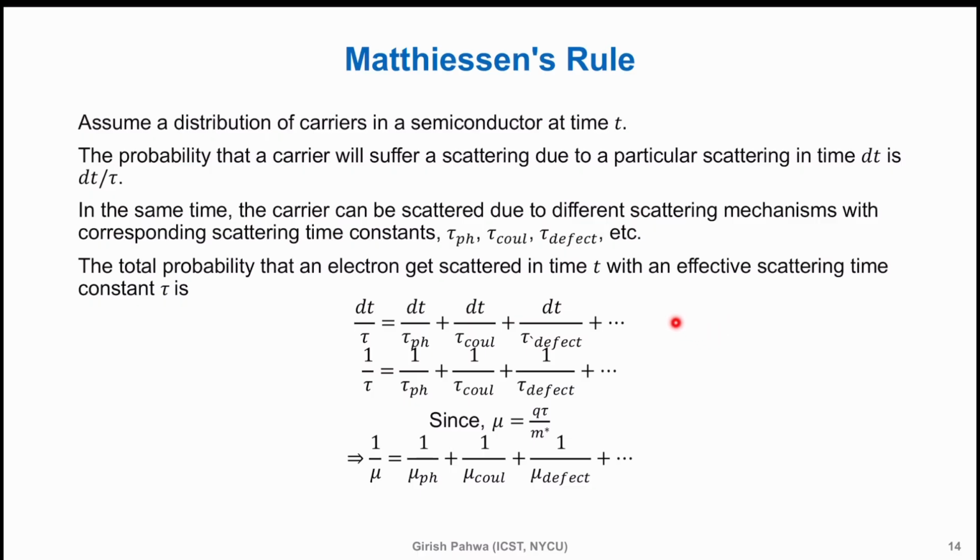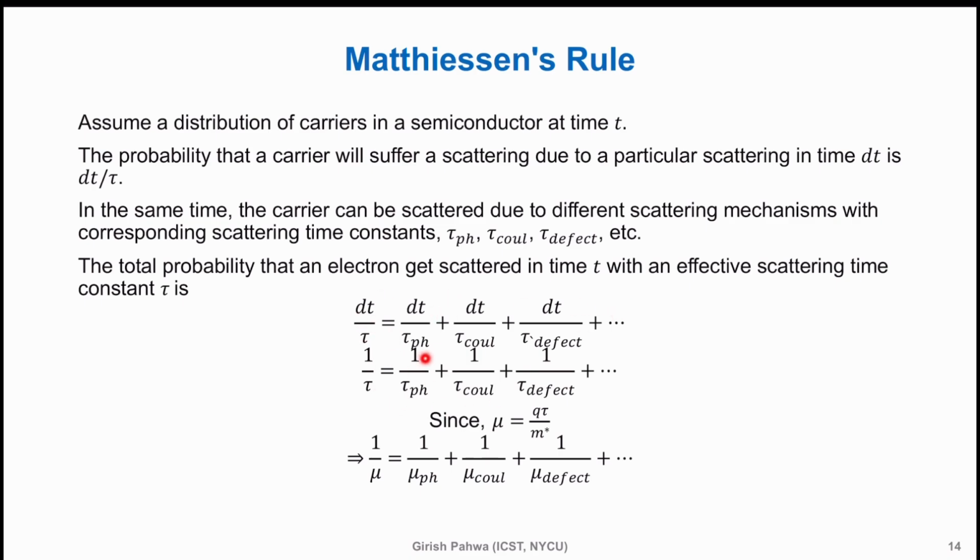Yes, and if I want to calculate, say, the effective mean scattering time, how do I calculate that? I will equate it to some dt by tau, where tau is the effective mean scattering time. Okay, there can be different taus, but this tau is the effective one. It's the combination of all the others, and these all dt's will get cancelled. So what do you get?